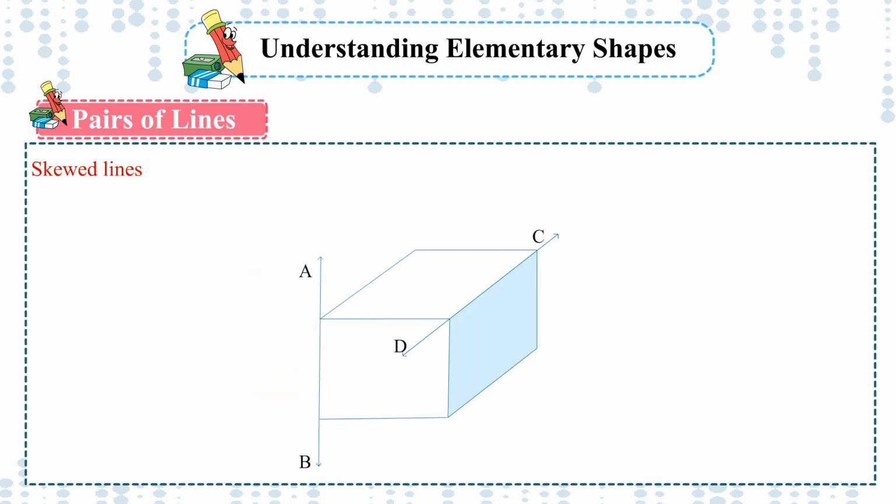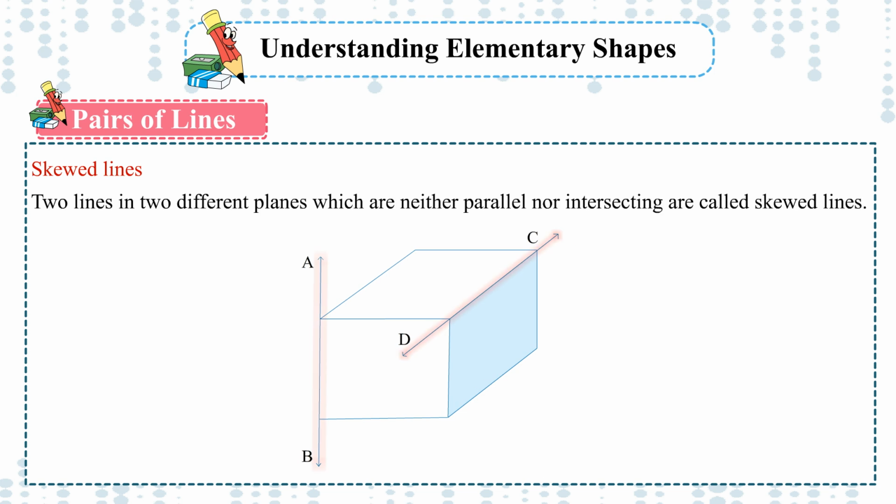Skewed lines. 2 lines in different planes which are neither parallel nor intersecting are called skewed lines.